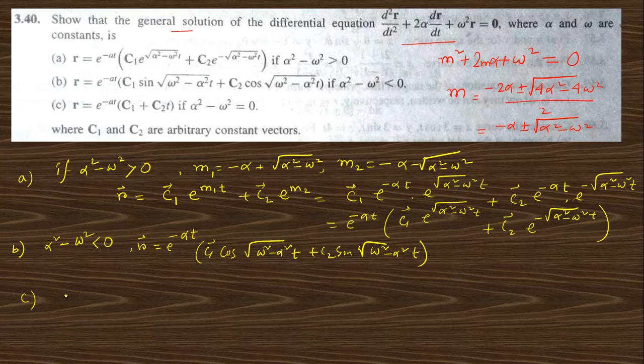And if these two are equal, that means alpha square minus omega square is 0, then the roots are equal, and the solution can be written as e to the power minus alpha t into C1 vector plus C2 vector t. Okay, this is the solution if the roots are equal. So this is actually the solution of the differential equation problem.